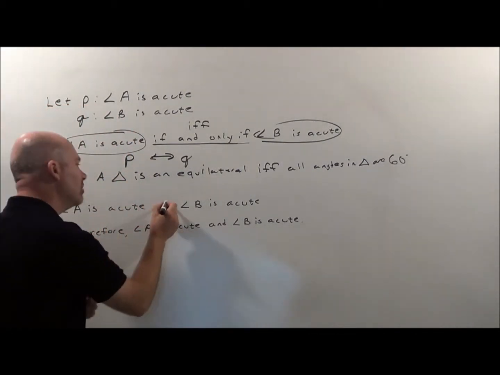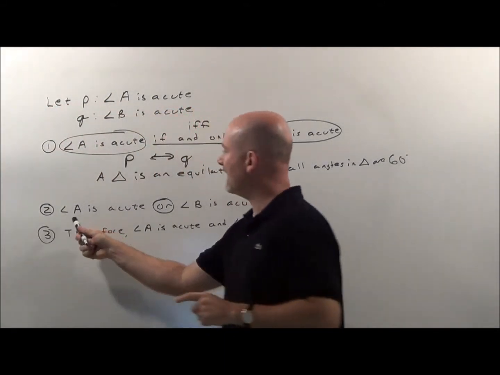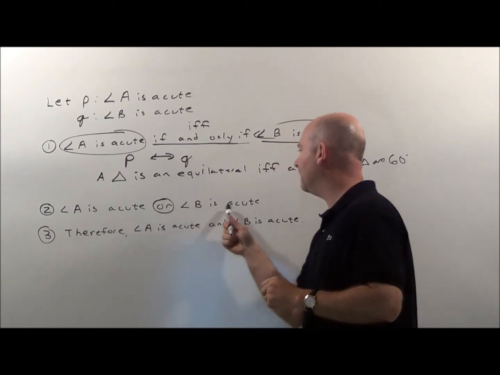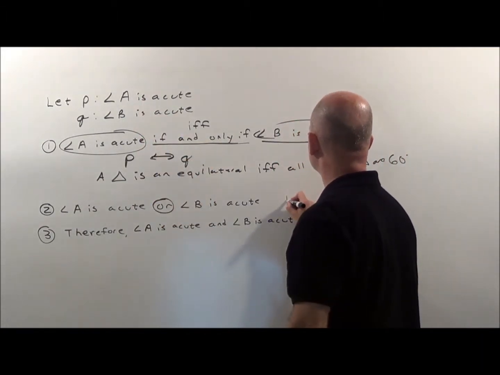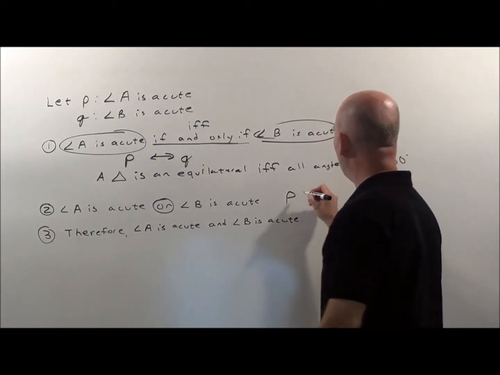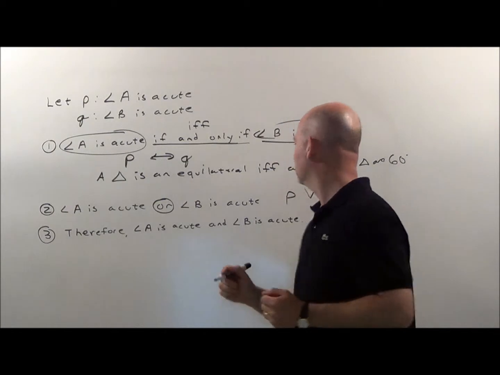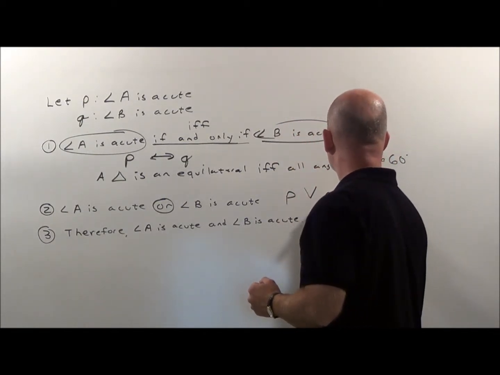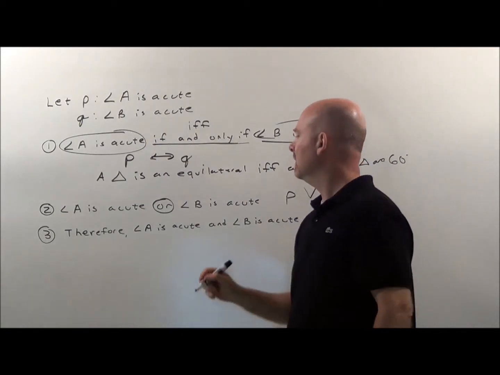Now the next one, they want you to simply recognize what the word or does. It says angle A is acute or angle B is acute. Well, A is acute is represented by P, so we simply put P, or this is the symbol for or. It's an upside down V. So that stands for or, and then Q, because angle B is acute right there.